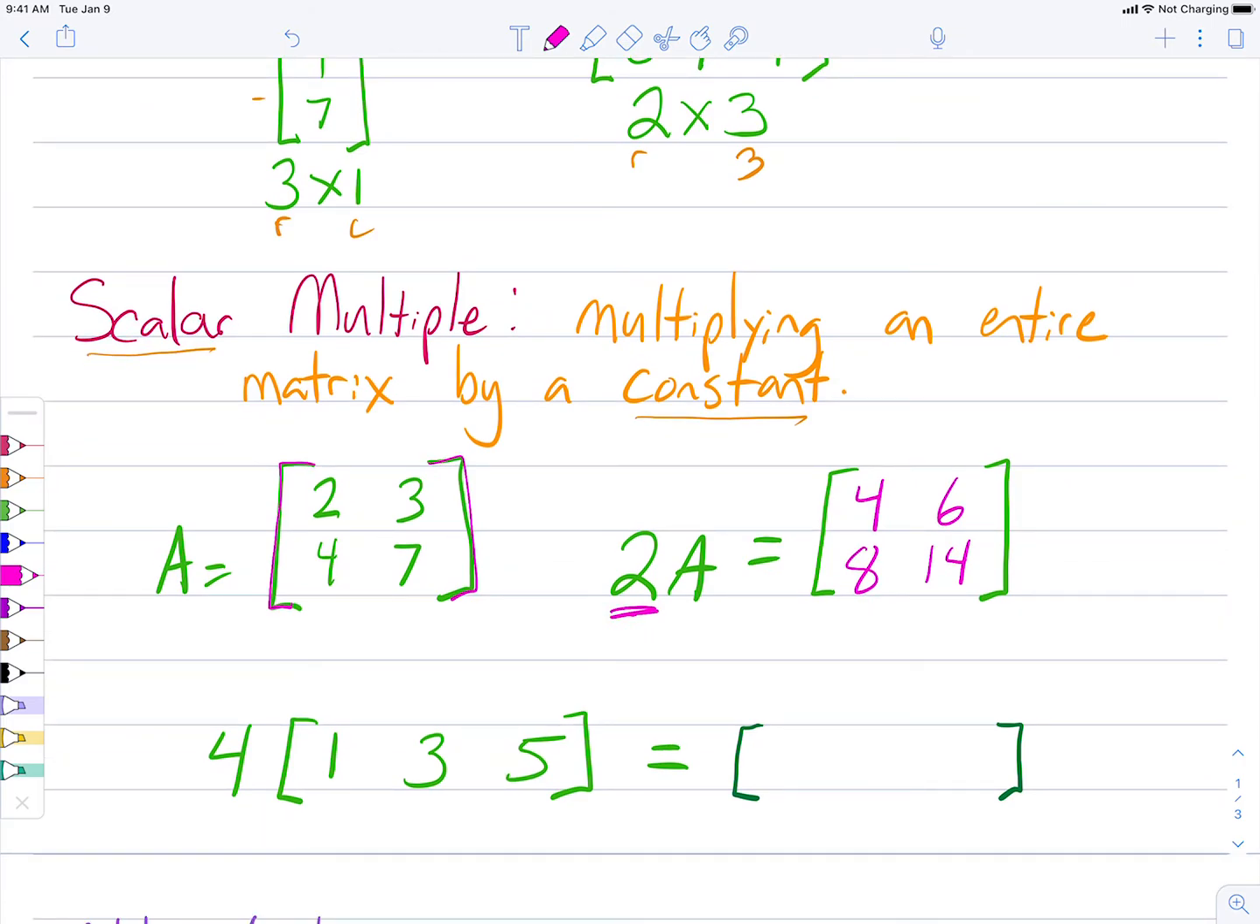If I wanted to find this following matrix, putting a 4 in front of the matrix means I'm going to multiply everything by 4. It's kind of like a distributing problem. So my new matrix has the first number of a 4, then a 12, and then a 20. So those are scalar multiples. It just means multiply everything in your matrix by whatever the scalar is, the constant.